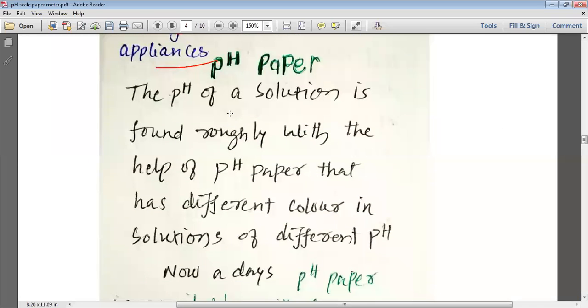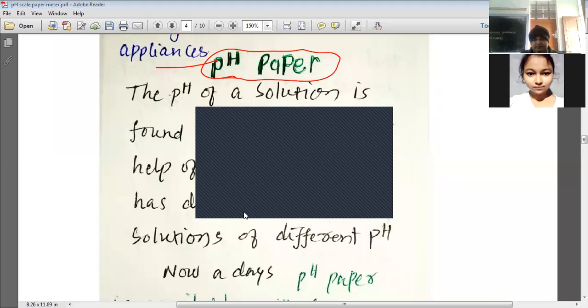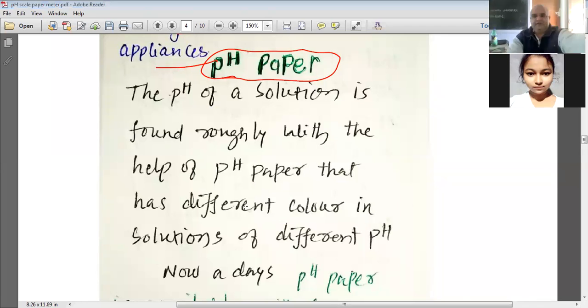Now my dear students, we want to study about the pH paper. Dear students, I would like to show you the pH paper first, and then we can move forward. What kind of pH paper do we have? So I'm going to unmute my, I'm going to show you the pH paper in a proper manner. You can see now you have a paper. This is what is known as the pH paper.